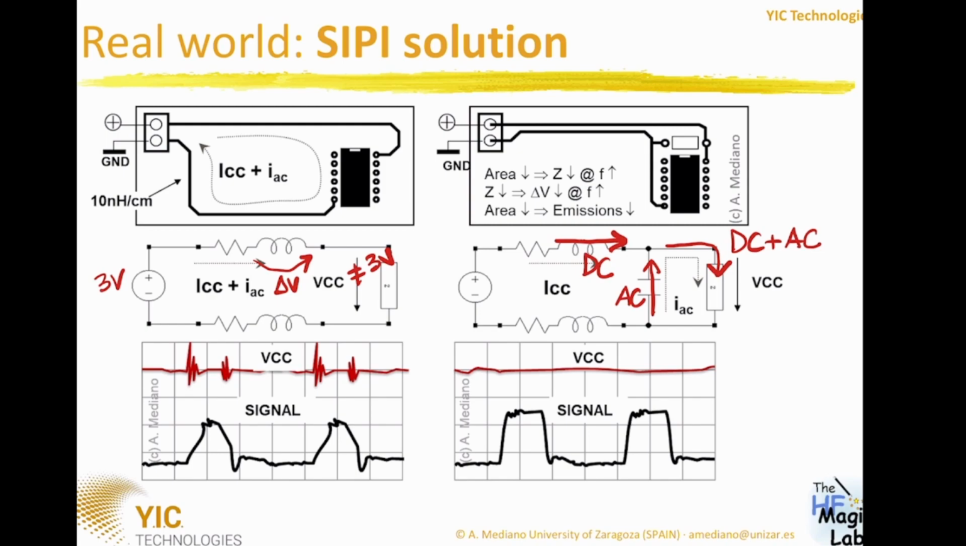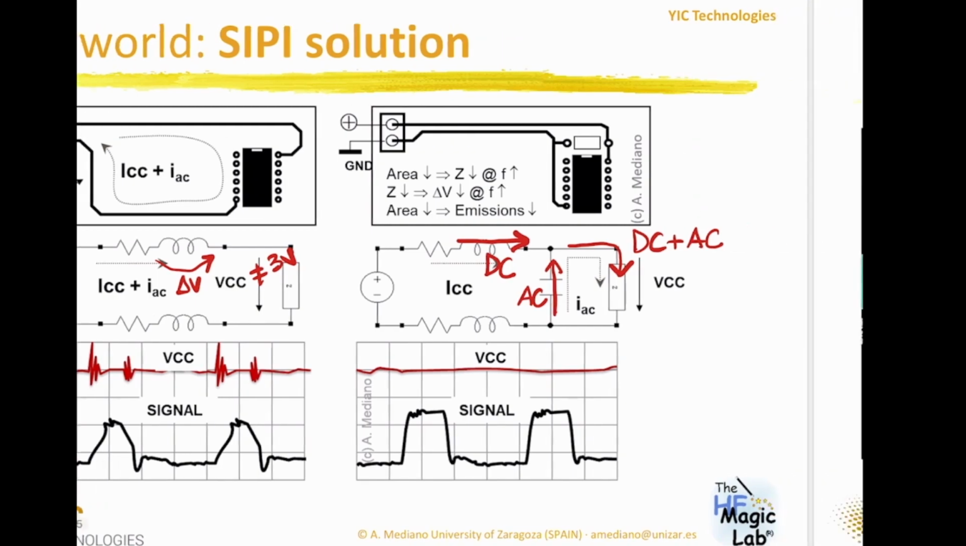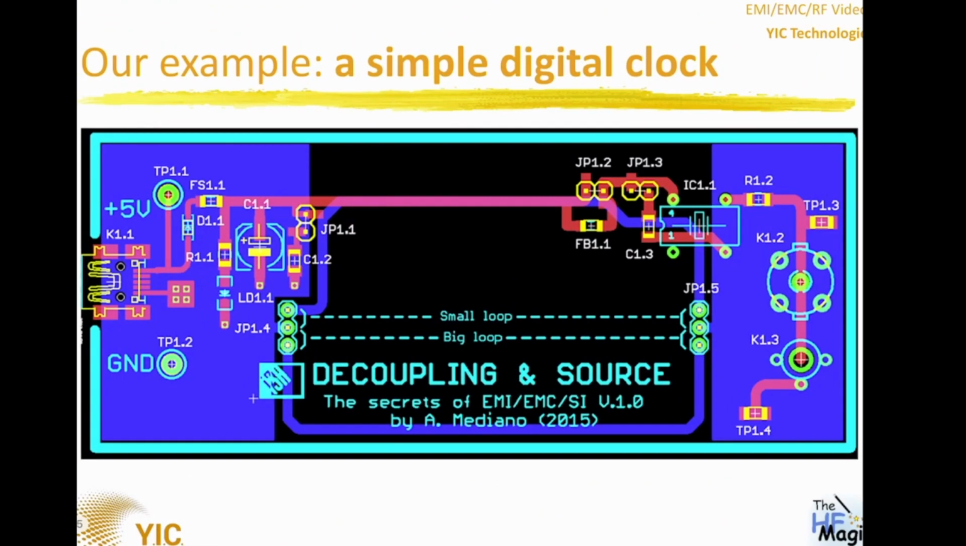Let's show you what happened in one example with the oscilloscope. In my example, I am using a digital circuit with a clock signal created by this component here. On the left, you have a power supply that is coming from the USB connector.